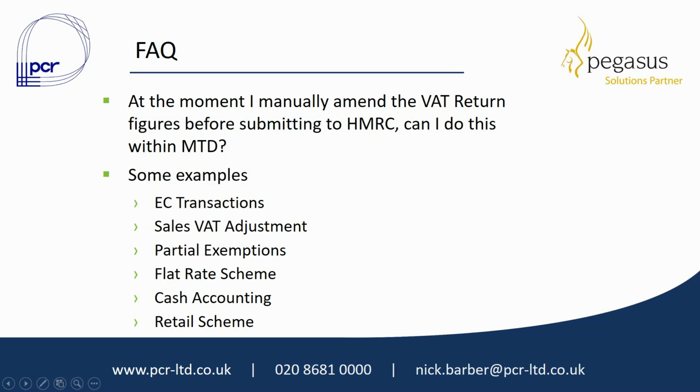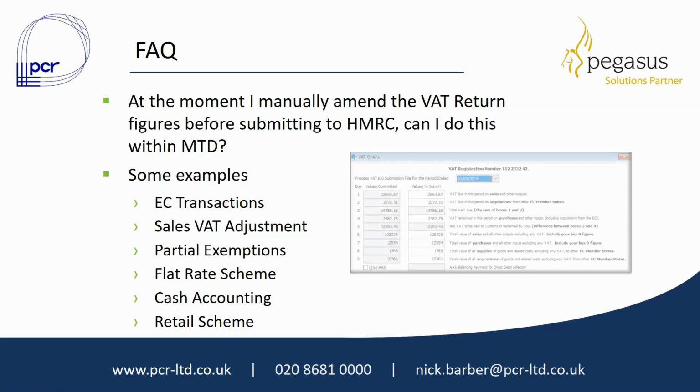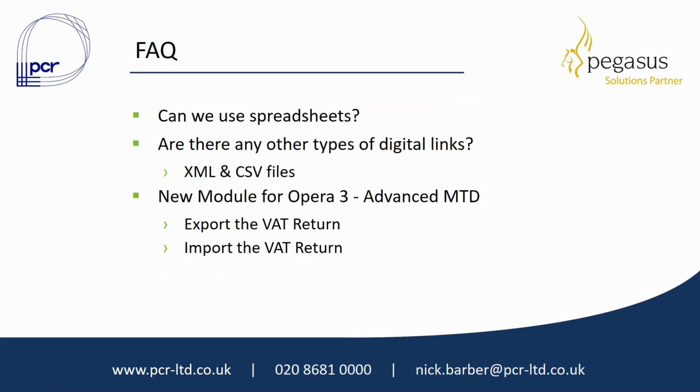So for instance, those clients that are trading in the EU but don't have the EC VAT module, or those that have special arrangements agreed with the HMRC, they need to make manual adjustments to their VAT return. That's no longer going to be possible by just changing the figures within the boxes. So there is now a new VAT adjustment, a new VAT code adjustment that allows you to make those adjustments manually for you.